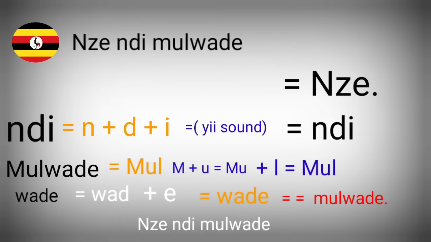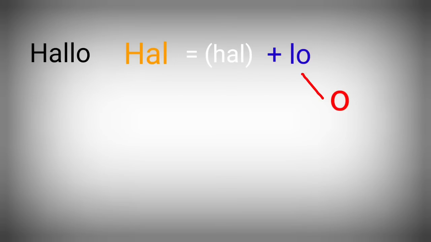Okay, let's proceed. Hello. What are the first three letters? H, A, L. Is that a vowel letter? Yes, and it is A. How is A pronounced according to vowel letters? A, forming hal. When you add on the remaining letters, L and O, it's going to be pronounced as lo, since O is pronounced as O. So, hello.